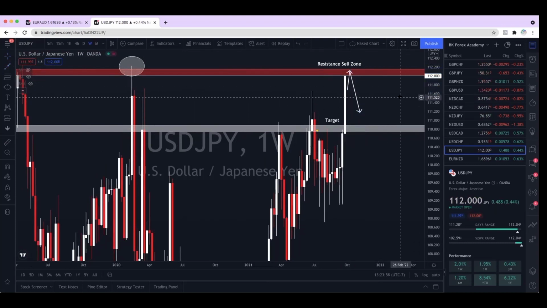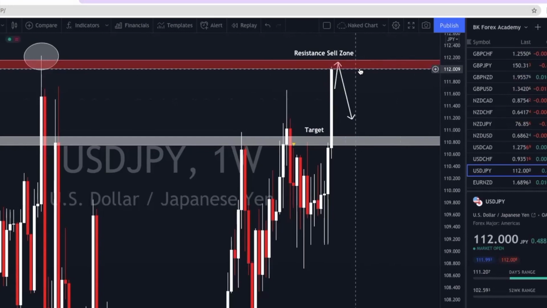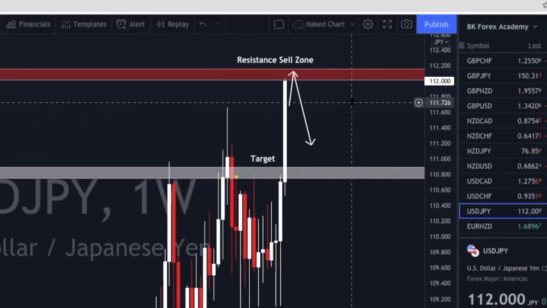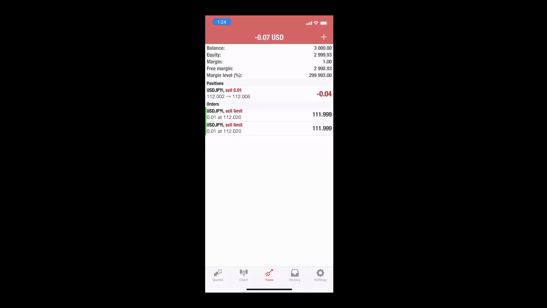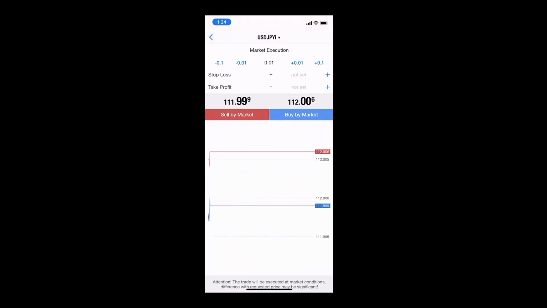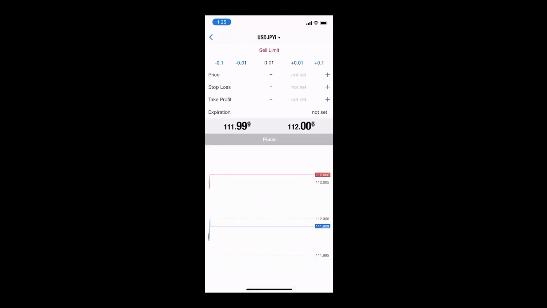So let me show you how I would place that sell limit order. I'm going to put a limit order at 112.02, or maybe I'll do 0.01 so that you can see it activate hopefully, and then we'll come back to the chart and wrap it up. You'll see here that with USD JPY, I have two sell limit orders that are set, and it's at 112.02. I'm going to click on the plus sign, click on market execution, and click Sell Limit.